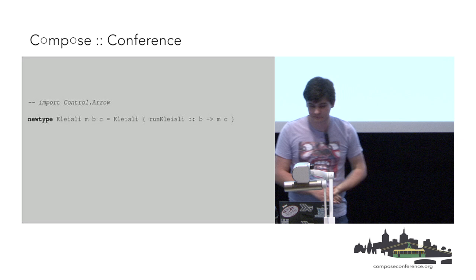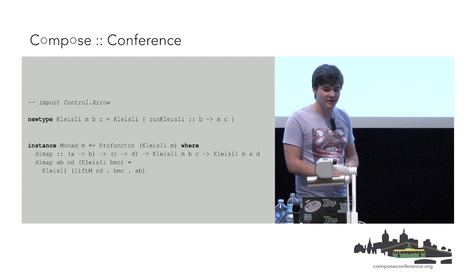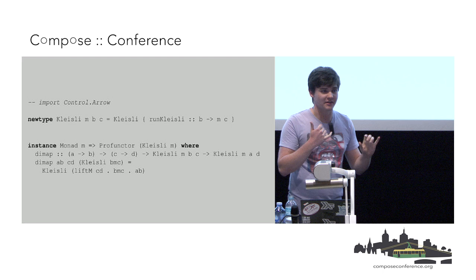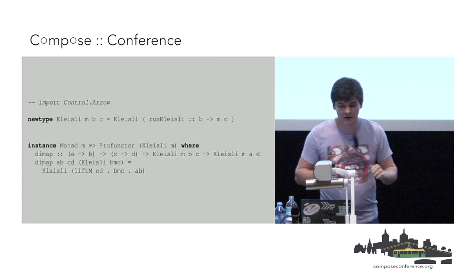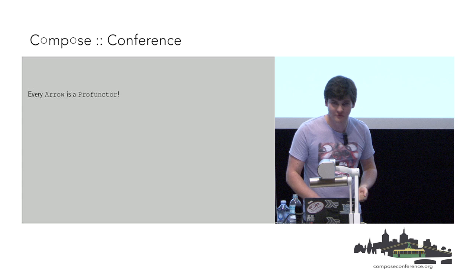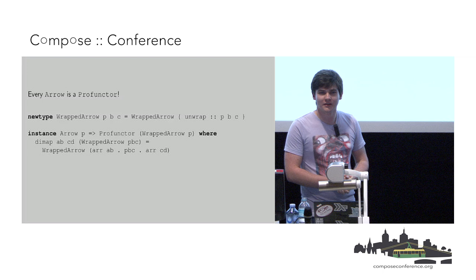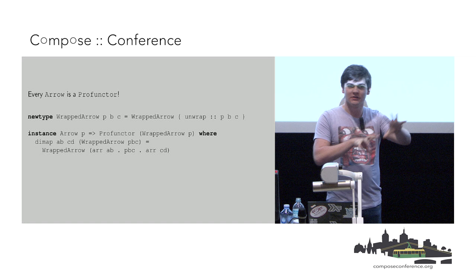And if M is a monad, in fact, then Kleisli of M is a profunctor. We can map backwards on the input the same way we did with function, and if we sneak a lift M in there, we can map in the result. Okay? And in fact, Kleisli isn't the only arrow that is a profunctor. Every arrow is a profunctor, right? I will prove it. There you go. So arrow and profunctor are both part of the same sub-hierarchy of this functor family. And I encourage you to go and learn about it because it's a really cool sub-hierarchy.